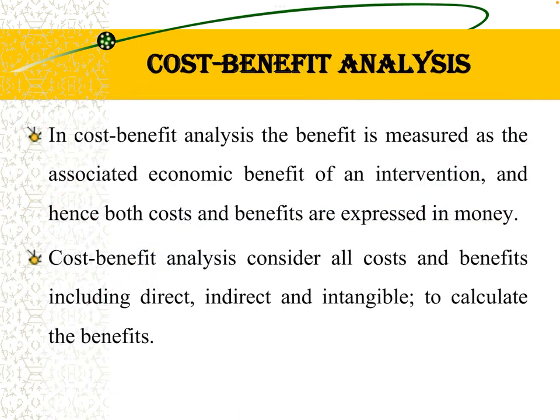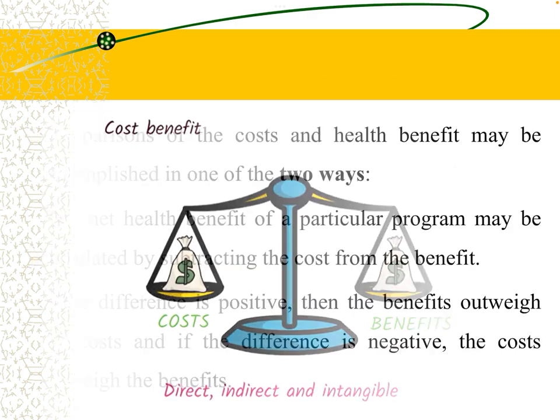So the third type is cost benefit analysis. In cost benefit analysis, the benefit is measured as the associated economic benefit of an intervention, and hence both the cost and benefit are expressed in terms of money. Cost benefit analysis considers all costs and benefits, including direct, indirect and intangible, to calculate the benefits.